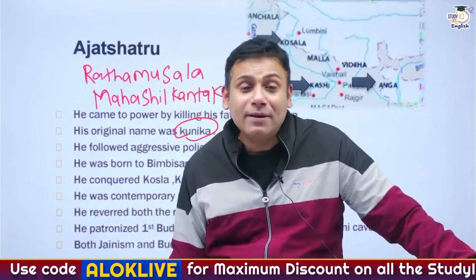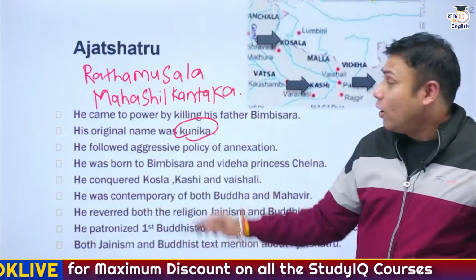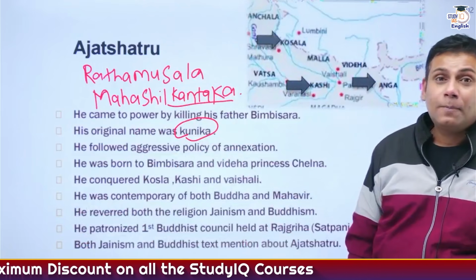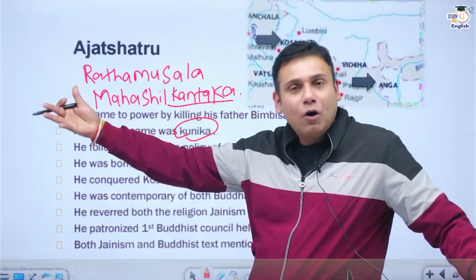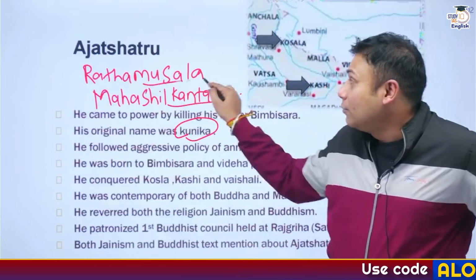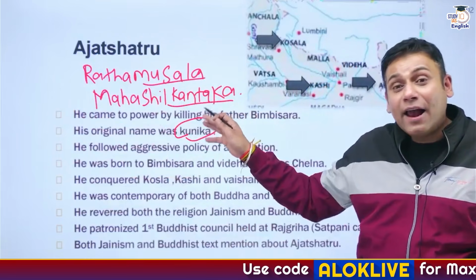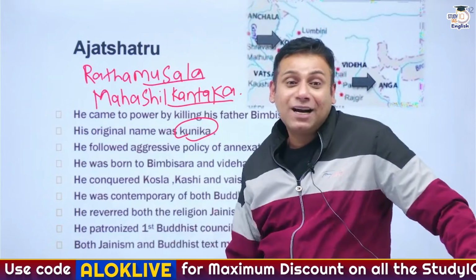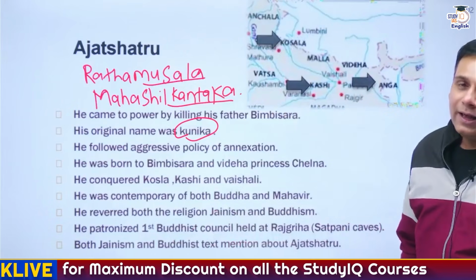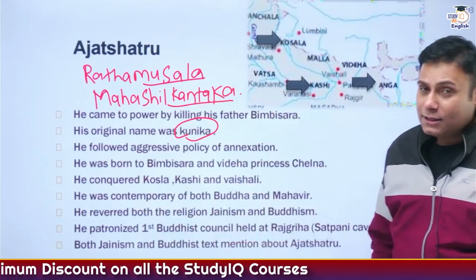These are ancient weapons. The catapult is called Mahashila Kantak. And the chariot or the Rath that was shown in the movie Bahubali is called Rath Musal. Both of these are inventions of Ajatashatru. Okay? So basically, this is majorly about Ajatashatru.